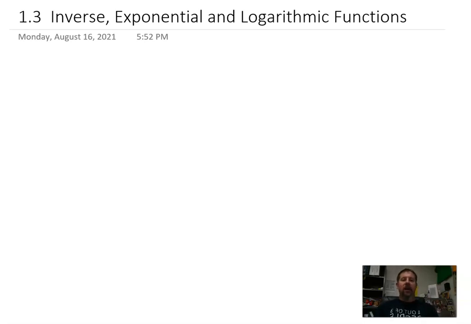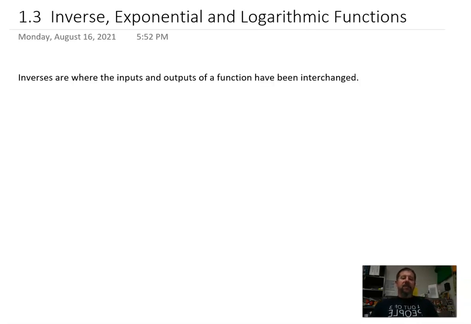Today we are going to talk about inverses, exponentials, and logarithmic functions, and review these topics from trigonometry, pre-calculus, and algebra 2. Let's start with inverses. Inverse functions. Inverses are where the inputs and outputs of a function have been interchanged. If you remember back in algebra 2 pre-calc, when we found the inverse, the first step we did was to switch the x and y, and then we'd solve for the y.